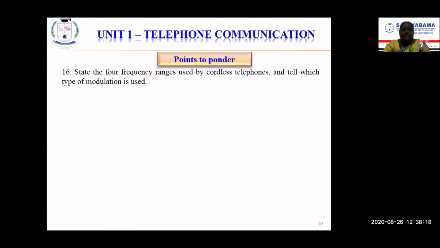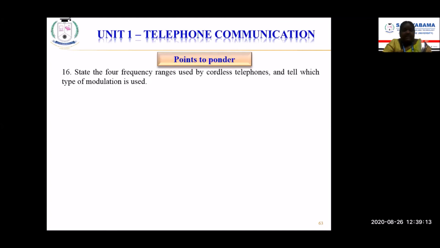This is the term which we have seen in the last class. State the 4 frequency ranges used by the cordless telephones and tell which type of modulation is used. Let's see how you're answering. The frequency has been allotted by the FCC, Federal Communications Commission. No, this 5,000 and 7,000 are the range of coverage of signals. I wanted you to tell the frequency allocation range for the cordless telephones. You recollect 900 megahertz to 928 megahertz? Yes. 2.4 gigahertz, you recollect?